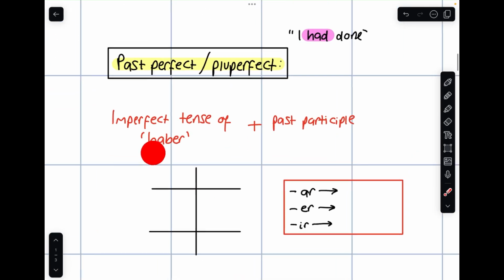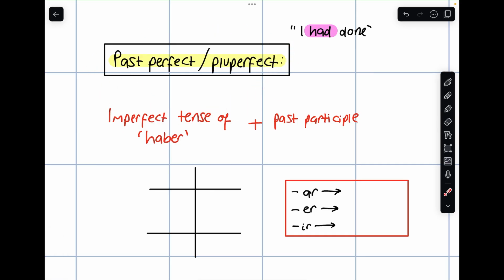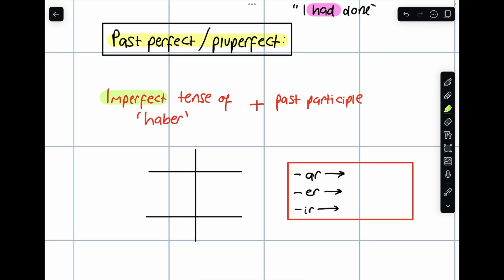Very similar now is what we call the past perfect or the pluperfect. And it's very similar to the perfect tense, apart from the fact that we translate it slightly differently. Rather than saying what we have done, the pluperfect describes what had happened, what we had done. For example, rather than saying I have danced, the past perfect would be I had danced. Now in terms of forming it, again, a very similar process, but this time we have the imperfect tense of haber rather than the present tense.